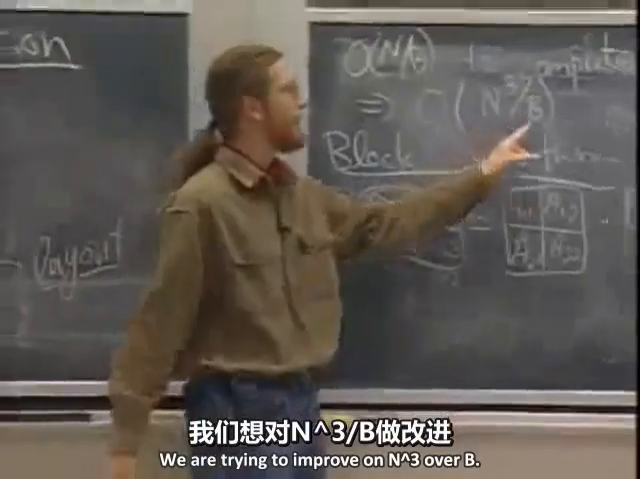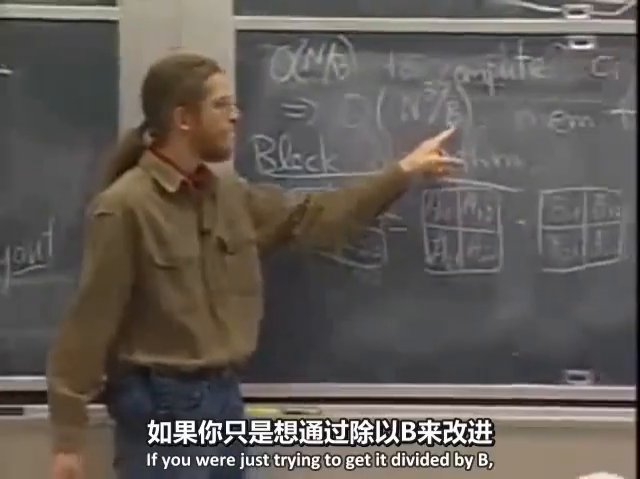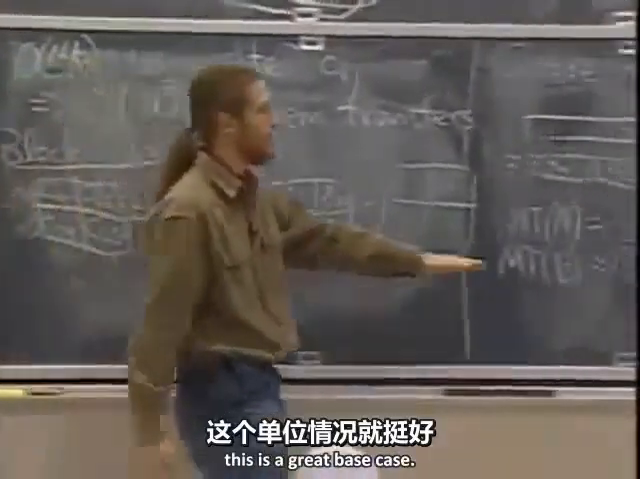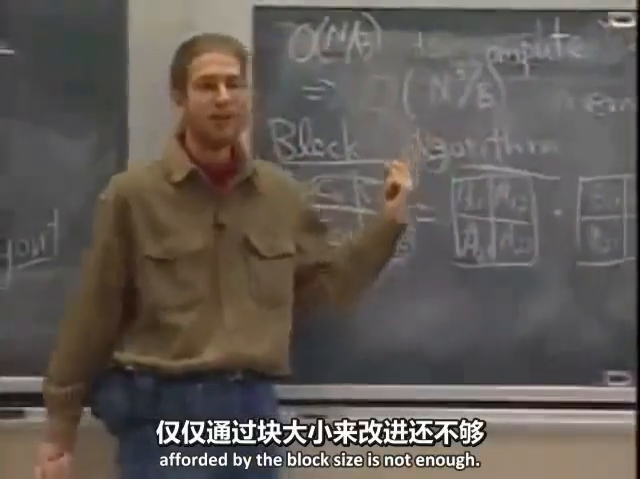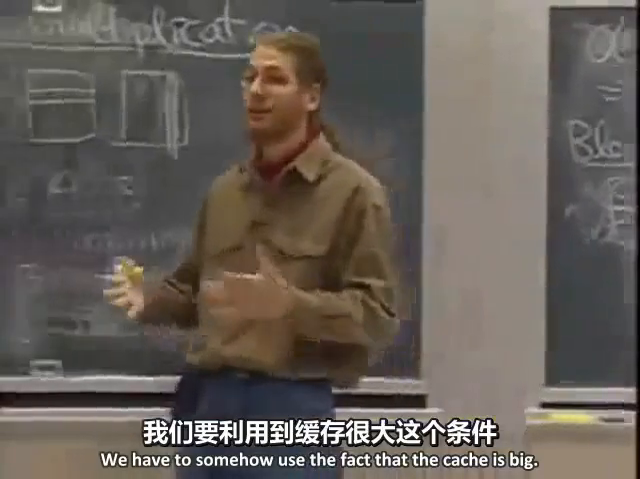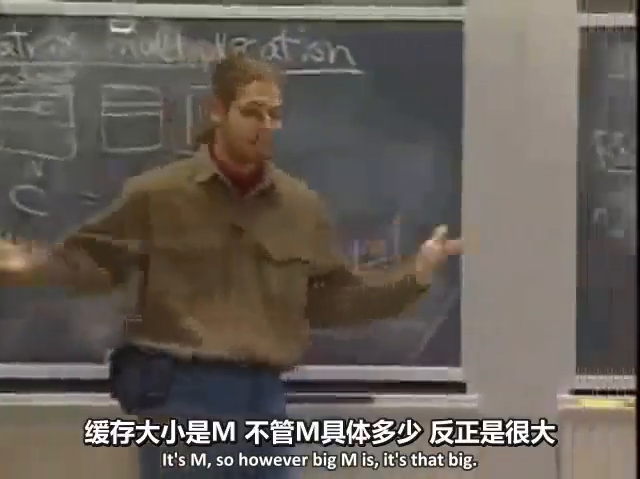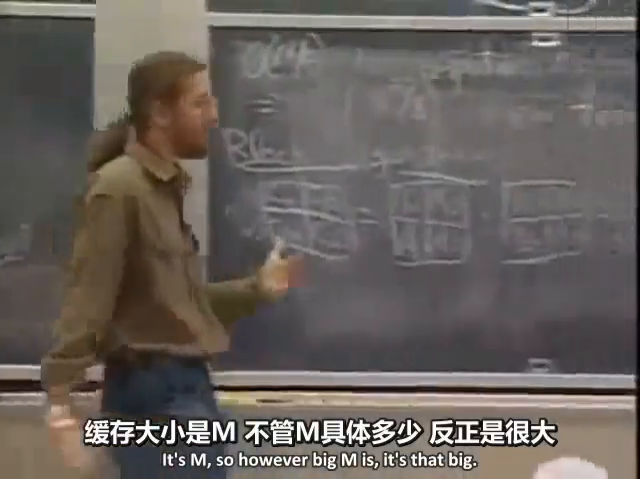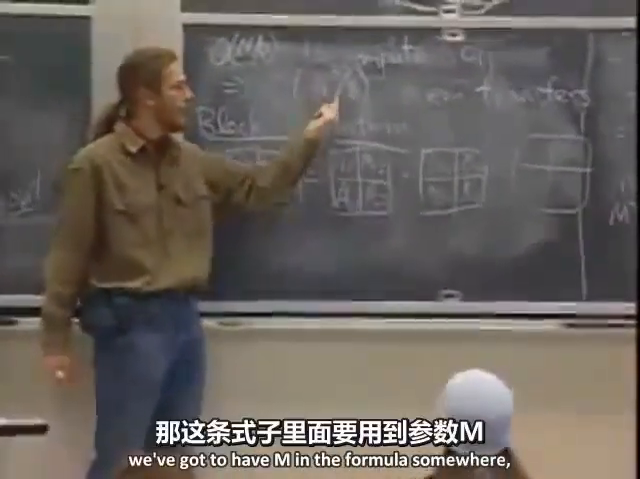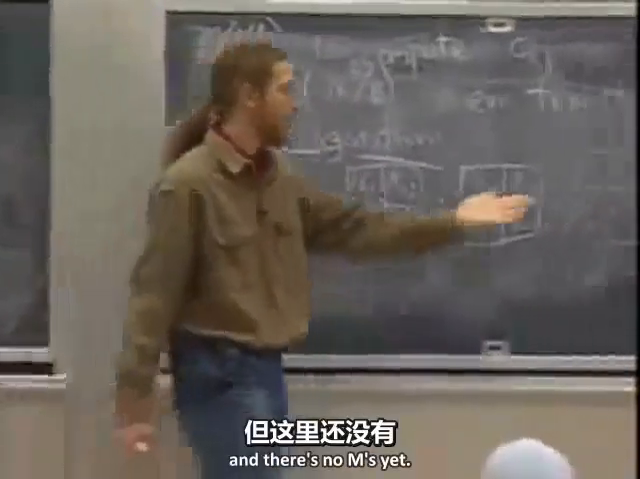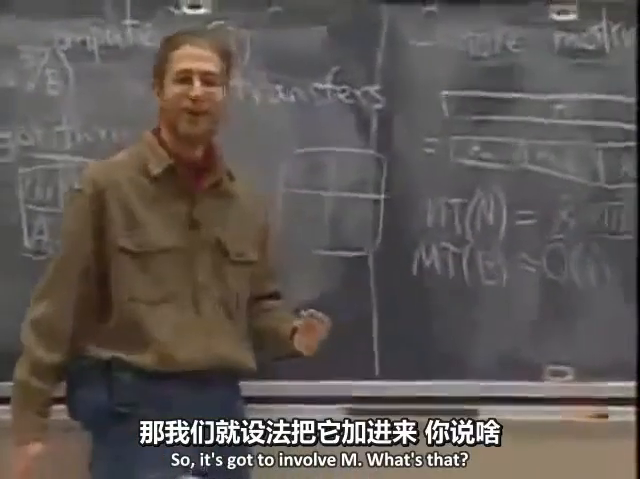We're trying to improve on n cubed over b. If you're just trying to get it divided by b, this is a great base case. But here we know that just the improvement afforded by the block size is not enough. We have to somehow use the fact that the cache is big. It's m. However big m is, it's that big. So if we want to get some improvement on this, we've got to have m in the formula somewhere. And there's no m's yet, so it's going to involve m.